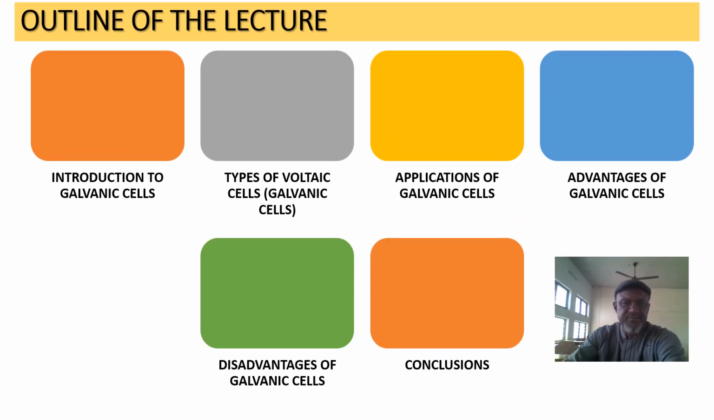Like I said, outline, we're going to look at introduction to galvanic cells, types of galvanic cells. The galvanic cells are also called voltaic cells. Look at the applications, and we'll also look at advantages and disadvantages of galvanic cells. Then we conclude.